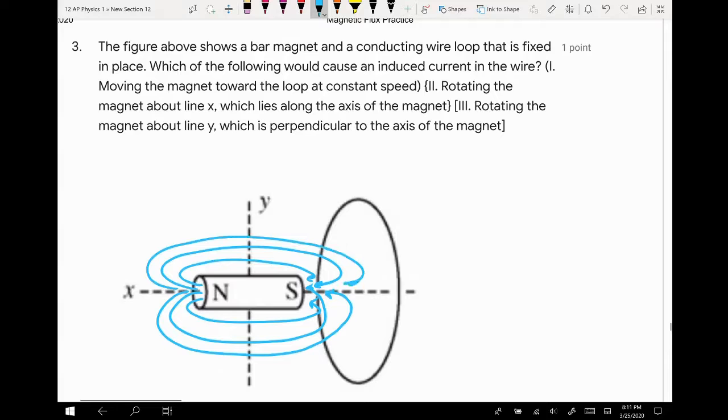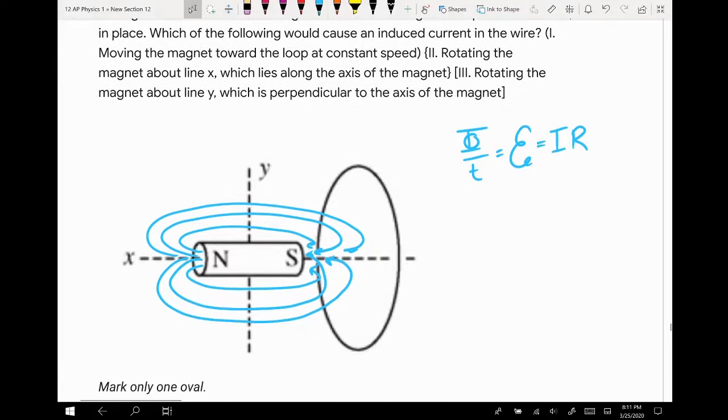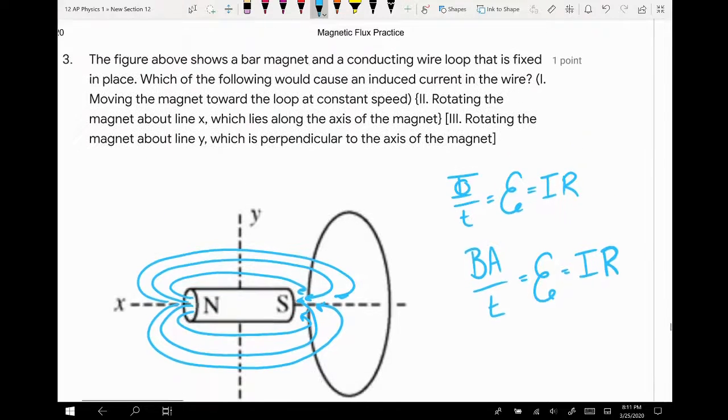And we've been saying with this flux that, in order to induce a current, we need to be changing our flux through time. So we need to either change the magnetic field or change the area over time in order to induce a current. If we don't change either the area or the magnetic field through that area, then we will not have an induced current. We won't have a change in flux that we need.